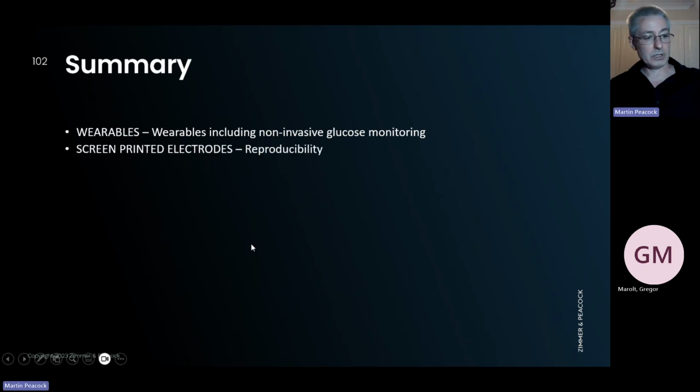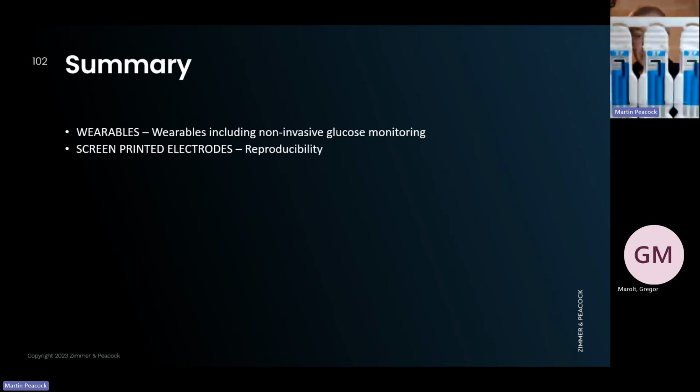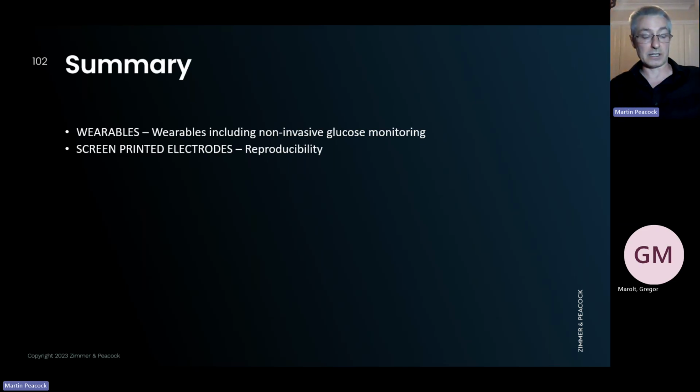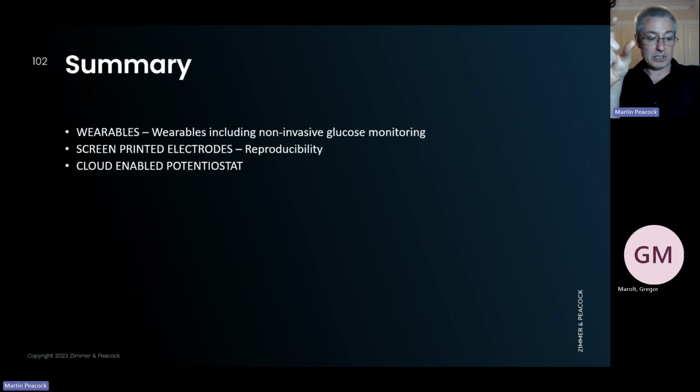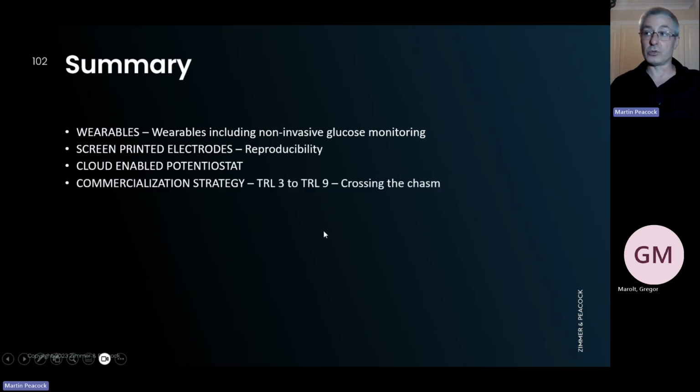Screen printed electrodes. There are lots of screen printed electrodes in the world. You may even be making some in your own labs. The irreproducibility of screen printed electrodes is a big holdback on electroanalytical science. It is a real, let's say, problem. I've shown you this afternoon a cloud-enabled potentiostat. This cloud-enabled potentiostat is the difference between TRL3, where most science finishes today, and higher TRL levels, where you can start taking this out and actually starting to commercialize it.